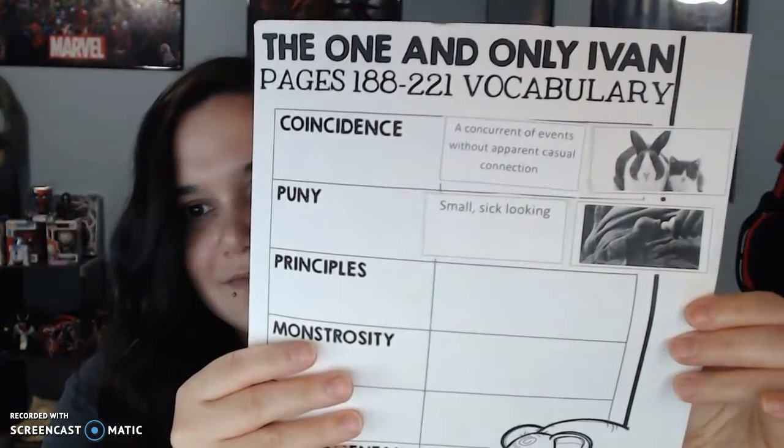Okay, can you pick a picture that best represents the word puny? And remember, puny means small or sick looking. I picked the puppy. Look how small or puny he is. Let's glue it down. If I were to use puny in a sentence, I would say, Ruby looks puny compared to Ivan. All right, your paper should look just like this.